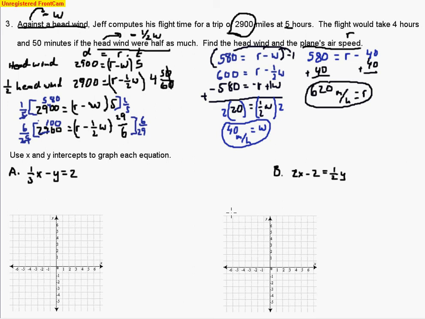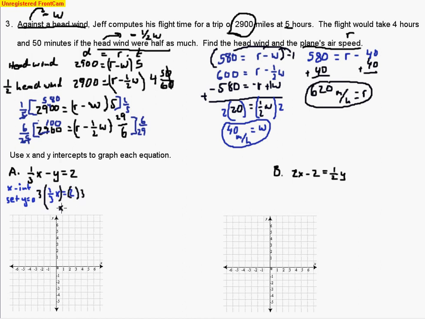Here's another example of page 267, 24 through 29 all. This is asking us to graph using x and y intercepts. So remember, when we're graphing using intercepts, we want to set one of the unknowns equal to 0. So let's do the x-intercept first. We're going to set y equal to 0. So when we do that, the y cancels out, so all we're left with is 1/3 x equals 2. So you just multiply by the reciprocal, so multiply by 3, and that gives us our value of x.